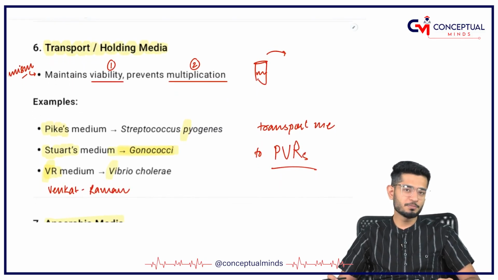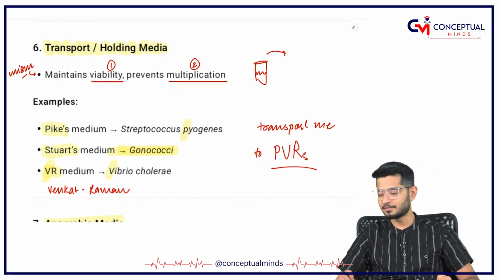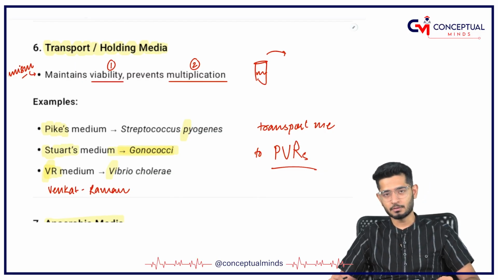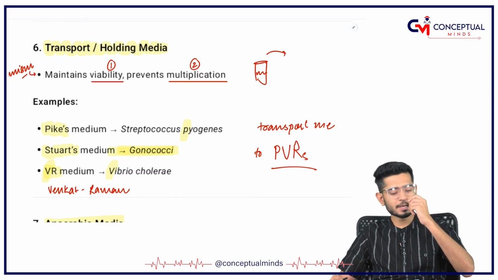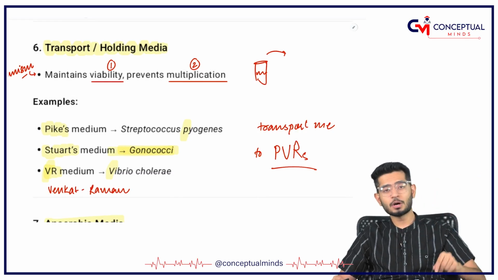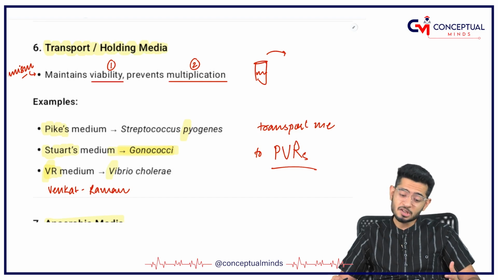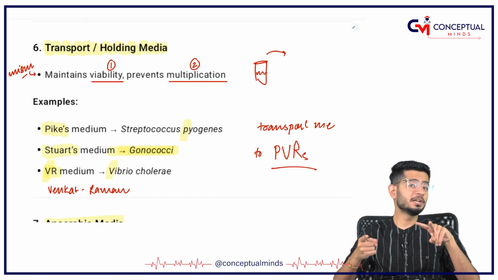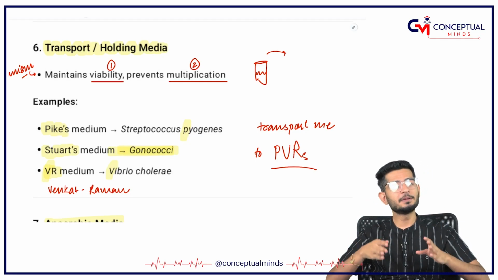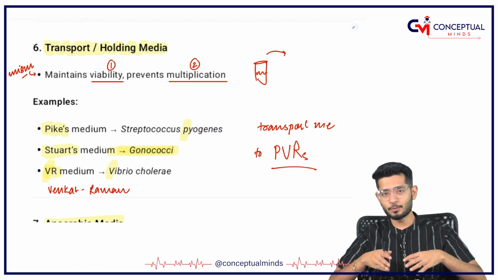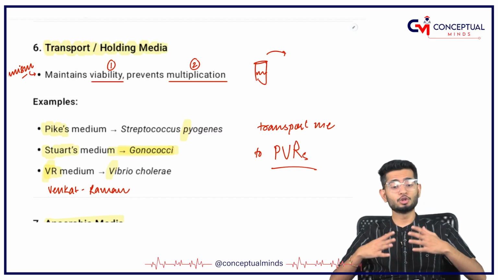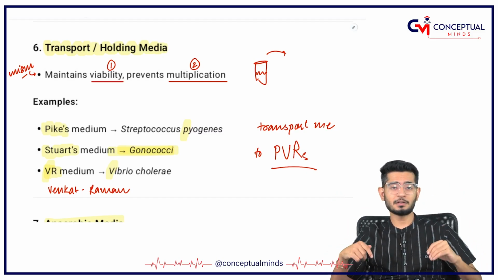Coming on to transport media or holding media. See, my dear friends, in the time of COVID, we used to visit people's homes and collect the sample. Then we used to take it to our laboratories, in what? In the transport media. But we used to take care of two things. One, that the number of organisms should not multiply, because if they multiply during the transport, obviously we will have a false reading, a wrong reading, that these many bacteria are present in that individual.